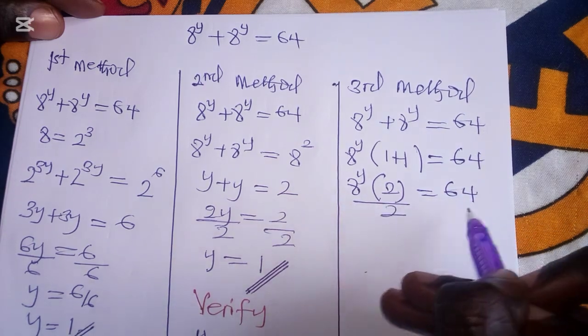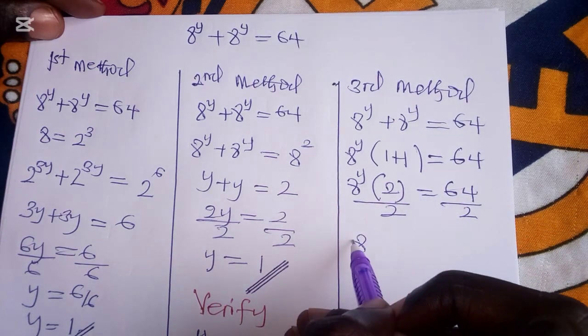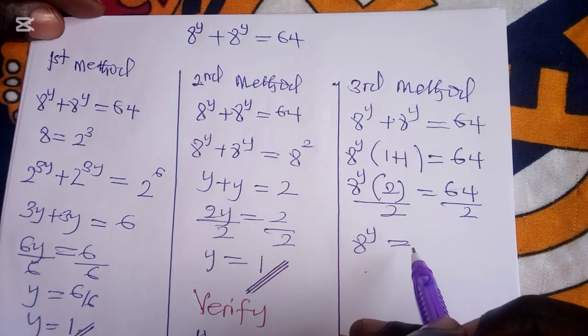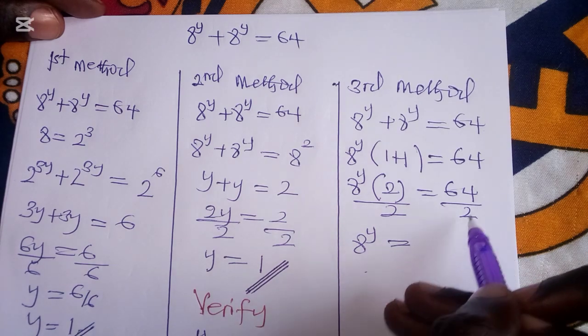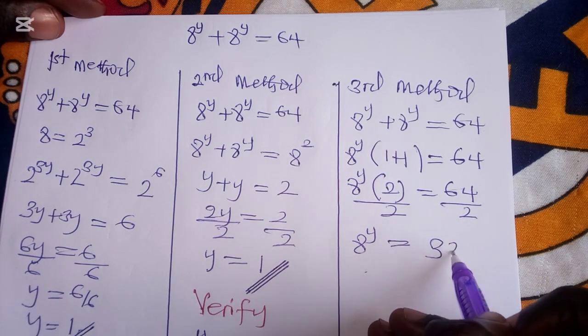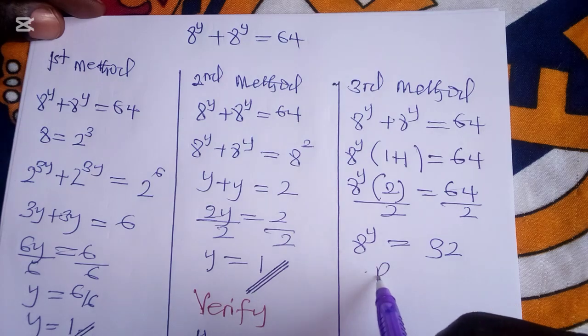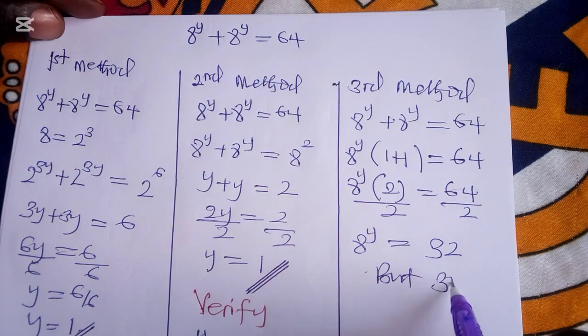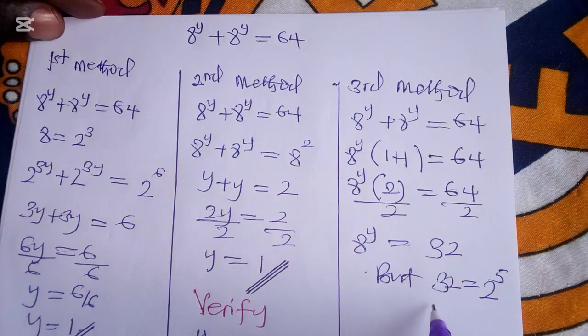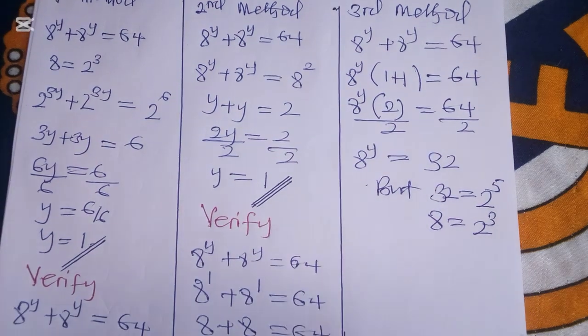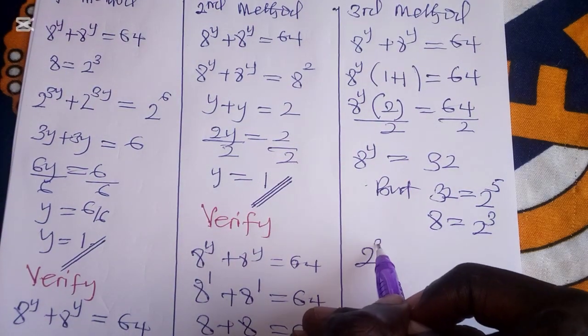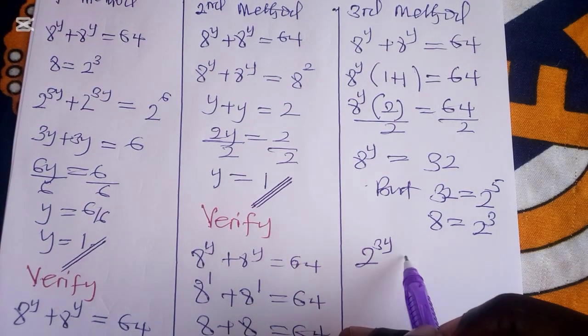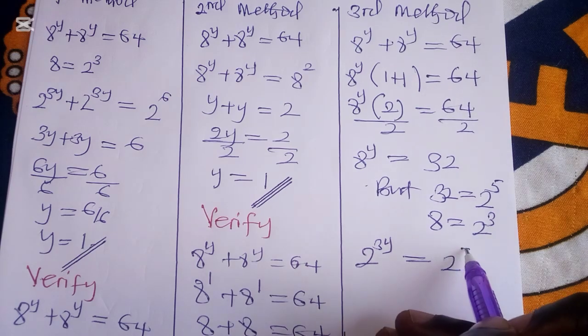Then divide both sides by 2, then 8 raised to the power y becomes, dividing 64 by 2, 32. But we know 32 can also be simplified as 2 raised to the power 5, and we know 8 can also be simplified as 2 raised to the power 3. Okay, now we have 2 raised to the power 3y equals 2 raised to the power 5.